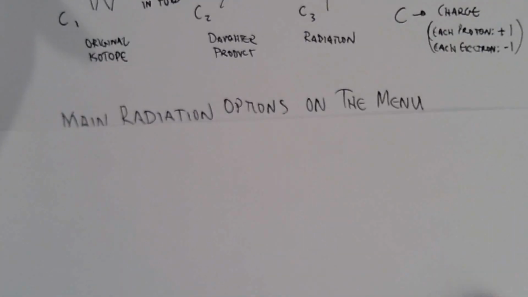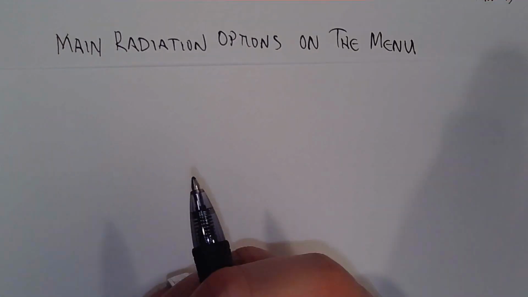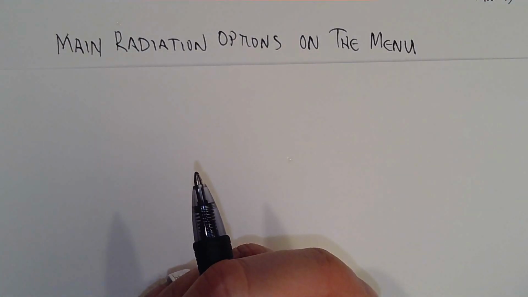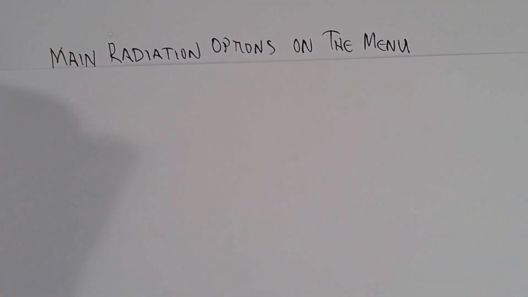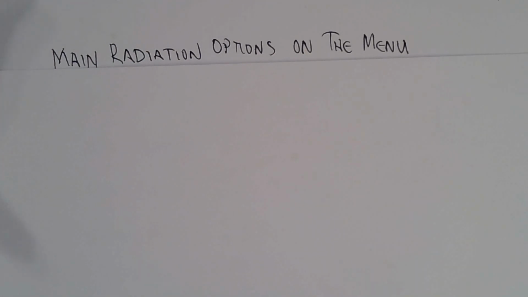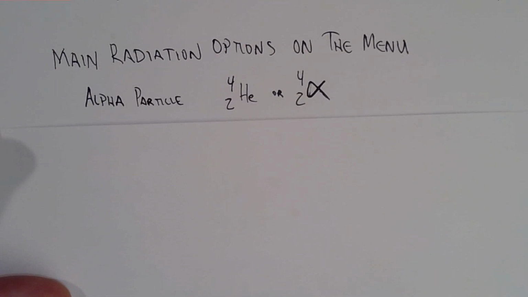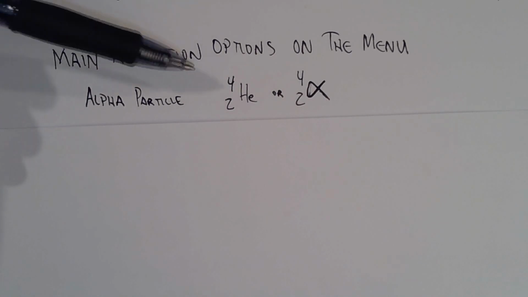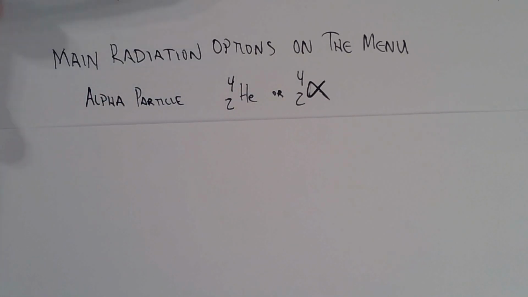Now, a little review from a previous lesson. The options on the menu. Sometimes it seems like you want to pick something else, but generally speaking, you've got these three options to work with when trying to figure out what goes on radiation-wise. First of all, there's the alpha particle. Remember, the alpha particle is a helium nucleus, so it is sometimes written as He or it's sometimes written as alpha. And you can see these numbers here correspond.